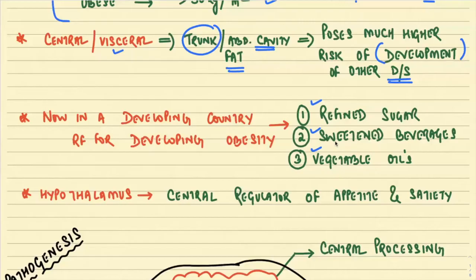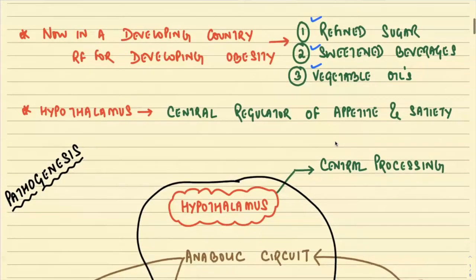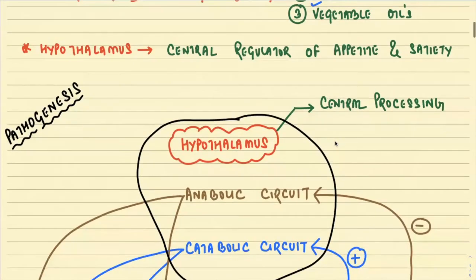Now, we have to understand that our hypothalamus is a central regulator of appetite and satiety. Our hypothalamus is the central regulator of satiety, and so it plays a very important role in obesity. Let us try and understand. So first of all, what is the pathogenesis of obesity? Let us first try and understand.